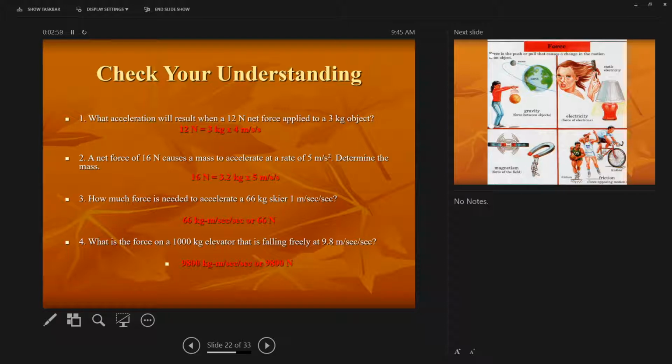So again, if you look at number 3, you could write it as 66 kilograms times meters divided by a second divided by a second. But if it's in kilograms, meters, and seconds, you can replace all of that mess with N for newton.